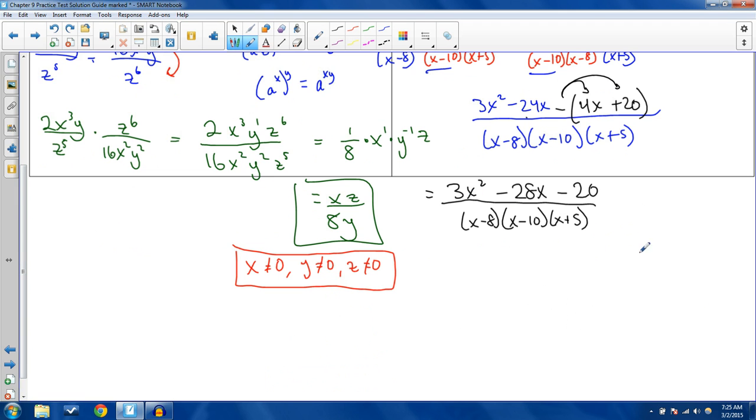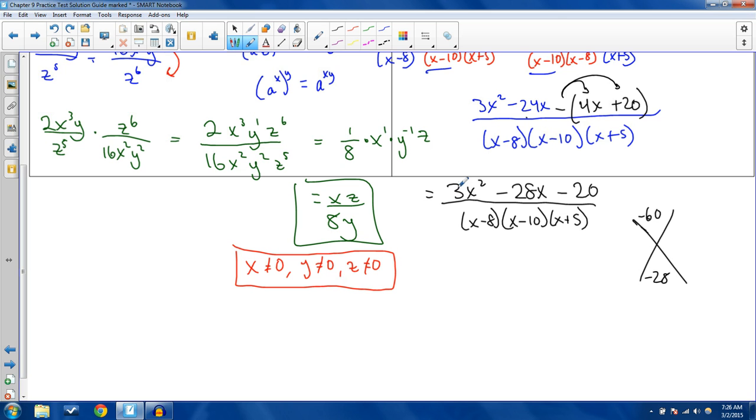So let's see if this is factorable. And like I said, time right now for me is a factor, so I'm going to keep going here. I do these mentally, but I'm going to go ahead and work with you here. I'm going to do 3 times negative 20. It's negative 60. Find factors of negative 60 to add to negative 28.